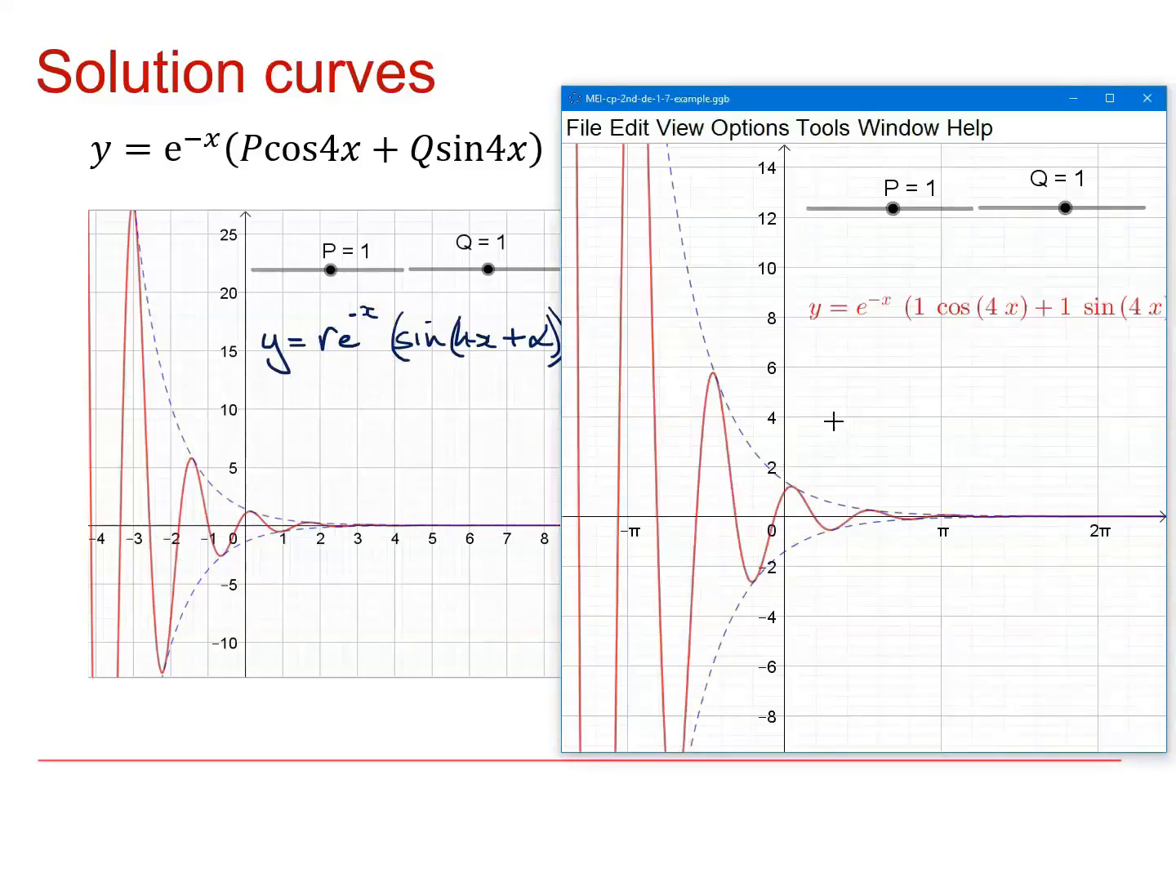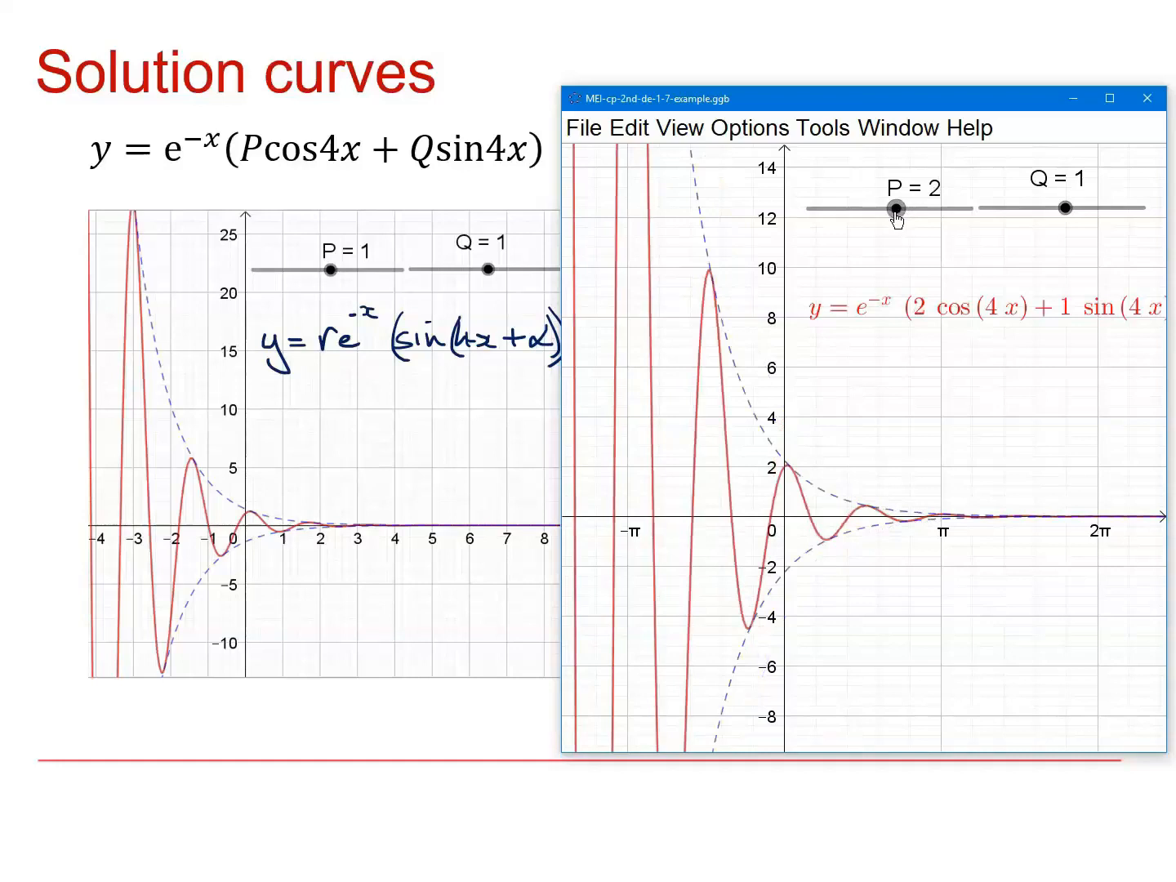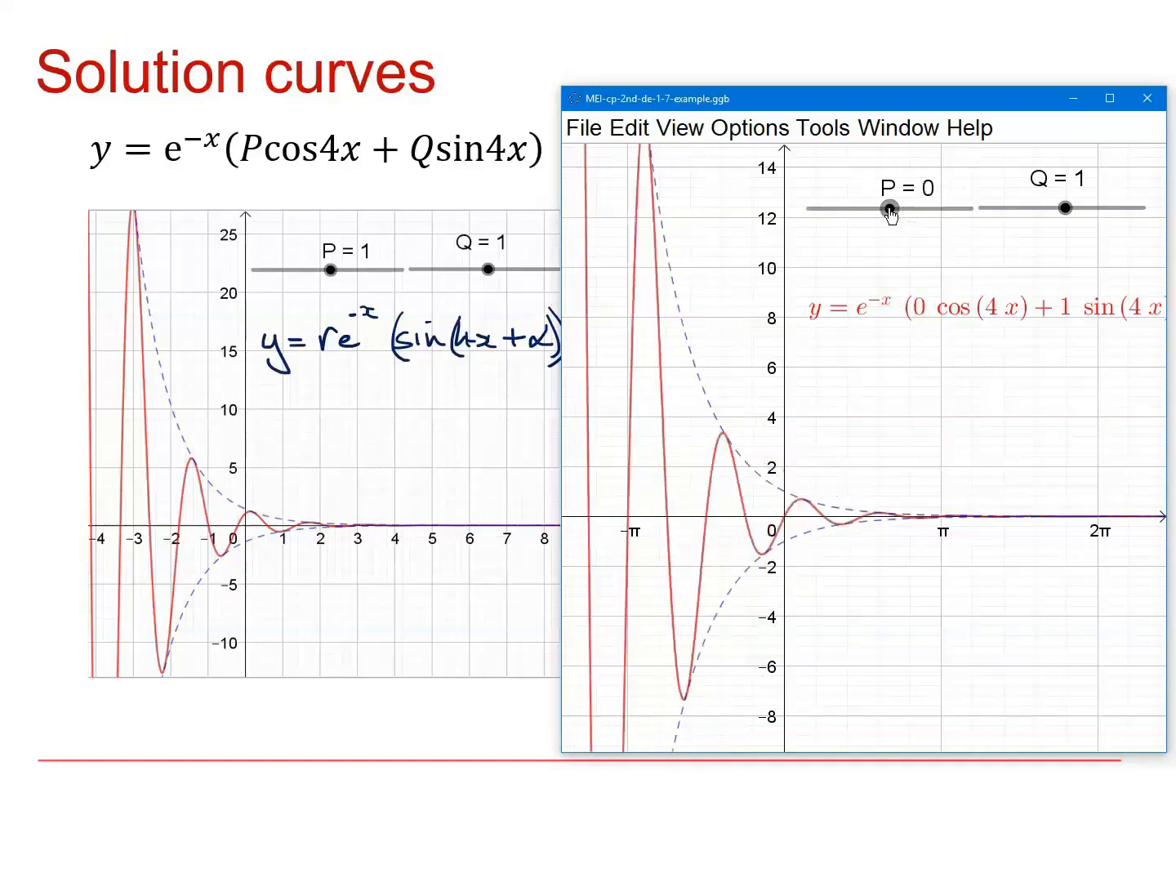Let's have a look at a dynamic plot for that. So as I alter the values of P and Q, I know that in fact all I'm going to alter is alpha and R. So as I alter the values of P and Q, you can see that it still oscillates 4 times. We've got here 1, 2, 3, 4 troughs within the range minus pi to pi. And that suggests that it's oscillating 4 times over a 2 pi range. And it's staying within the confines of this blue curve.